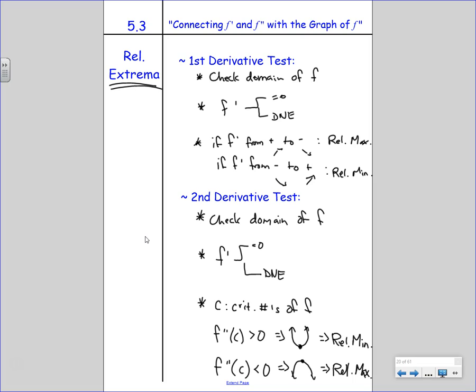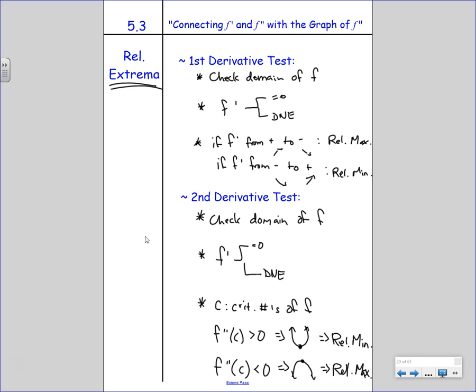Okay, the very first tools that we're going to think about are the first derivative test and the second derivative test. Now, first of all, what are the first derivative and second derivative tests for? What are you finding? Relative extrema. So, when you write down first derivative test and second derivative test, you should write down in parentheses relative extrema. How can a first derivative tell us about relative extrema?